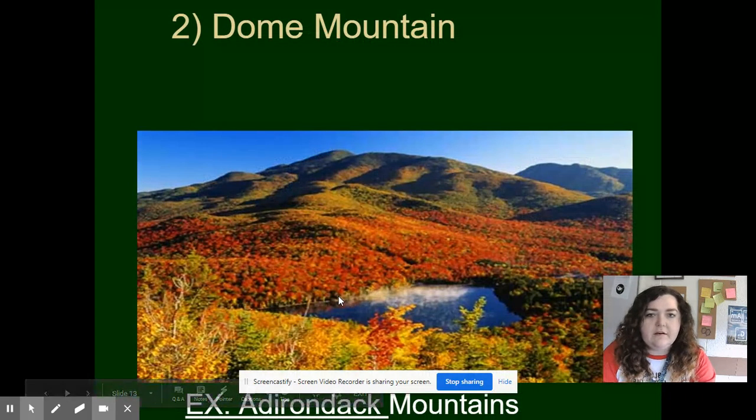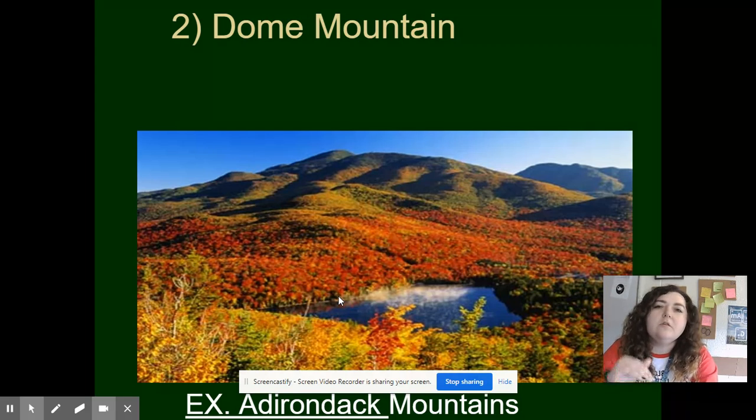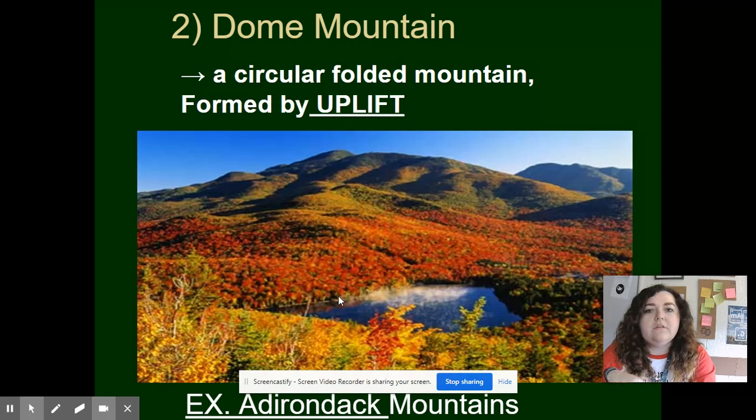So as you can see there. The next type of mountain is a dome mountain. One really good example of these near the East Coast is up in New York in the Adirondack Mountains. They look similar to ours, but they're different whenever you look at the rock layers. So these are a circular folded mountain formed by uplift.